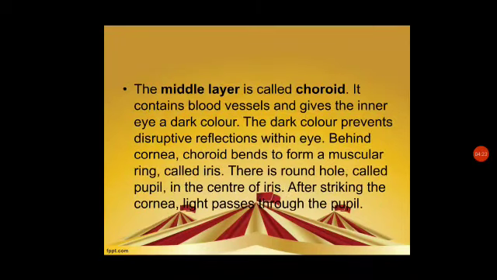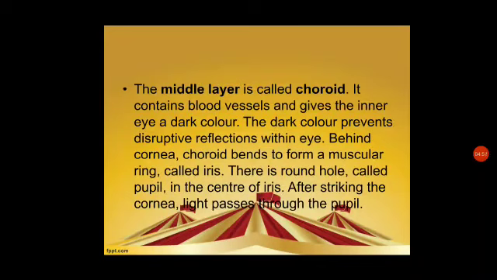The middle layer is called the choroid. The choroid contains blood vessels and gives the inner eye a dark color. The dark color prevents disruptive reflection within the eye. Behind the cornea, the choroid bends to form a muscular ring called the iris. And students, the iris is that part of the eye which holds the lens, and there is a round hole called the pupil in the center of the iris.